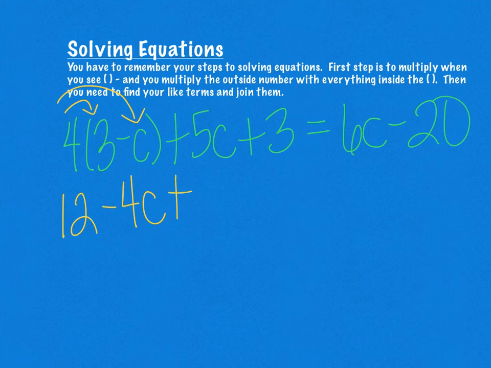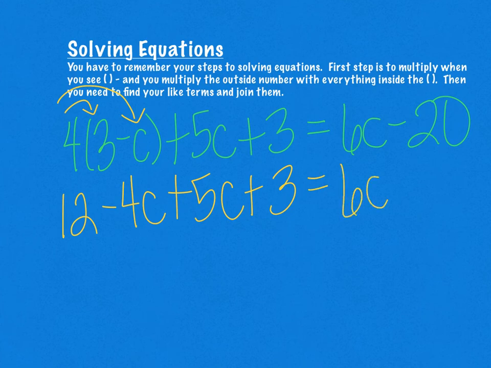So 4 times 3, of course, is 12. 4 times negative c would be negative 4c. Then I just rewrite whatever I had left there, plus 5c plus my 3 equals 6c minus the 20. Now, I see the left side of my equal sign, I know that I can do something else there. I don't want to leave it like that because I have to join the like terms. The right side of my equal sign, there's nothing for me to join. So that one I'm leaving alone. So my next step, of course, is to finish off this part. And now I notice my like terms are the c's.